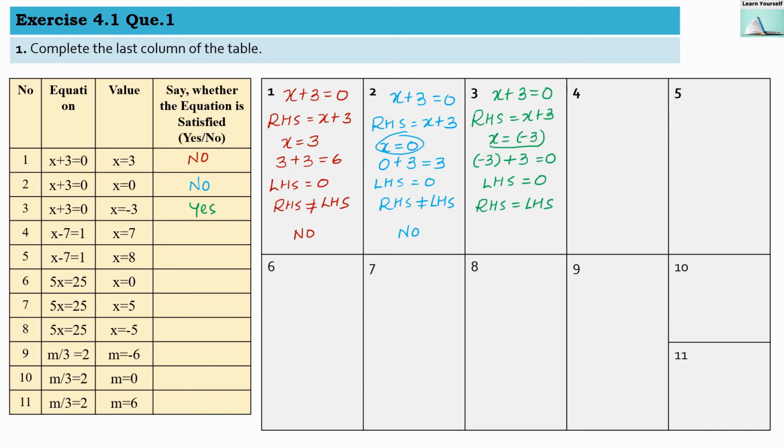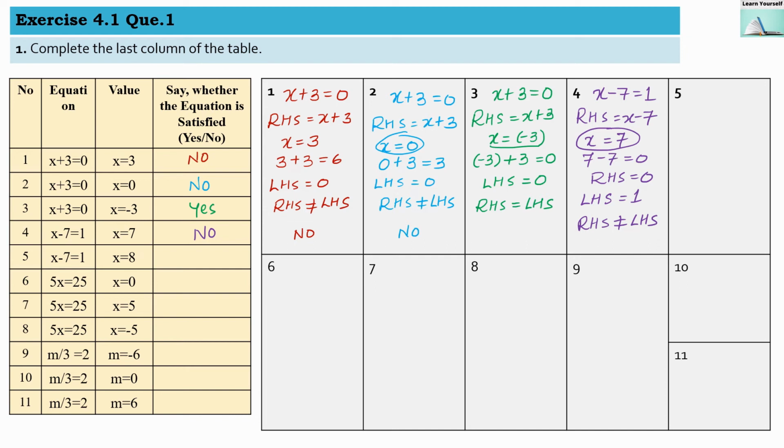Now the next equation is x minus 7 equals 1. So our LHS here is x minus 7, and for x we have to take here 7. So 7 minus 7, we will get 0. So LHS is going to be 0 and our RHS is 1. So LHS is not equal to RHS when we are taking the variable's value x equals 7. So this equation doesn't hold true for x equals 7.